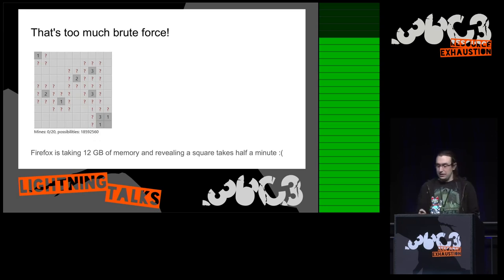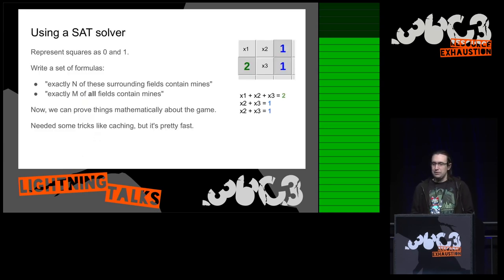So I decided to use a SAT solver, which is basically a tool for mathematically checking if a mathematical formula can be satisfied. On the right, you can see such a formula. We have three squares. There could be zero or one, and the sums have to match. Basically, our whole board is a set of formulas that say that exactly N of the surrounding fields have to be mines, or in total, there has to be exactly N mines. And now we can prove things mathematically about the game.